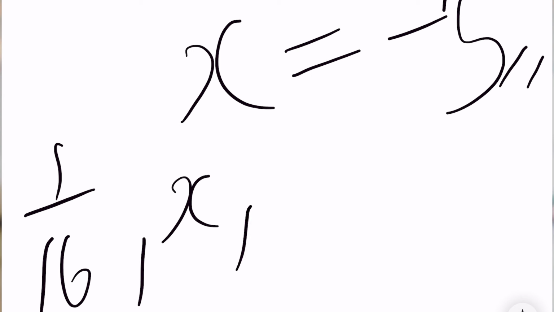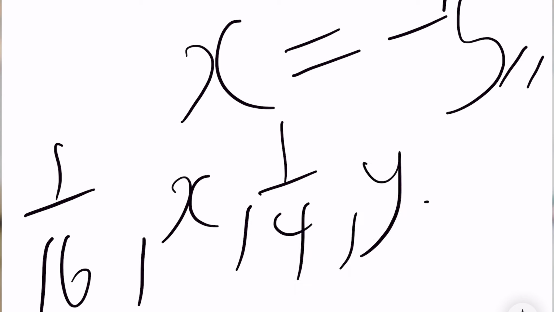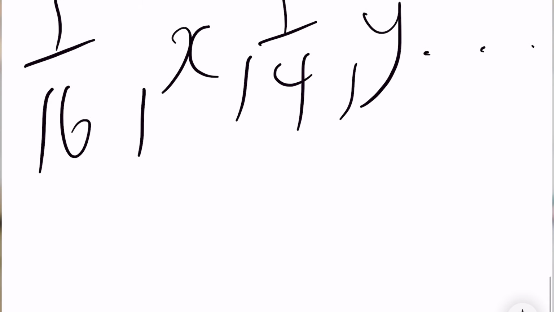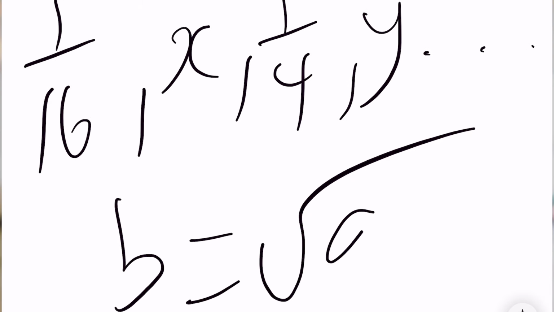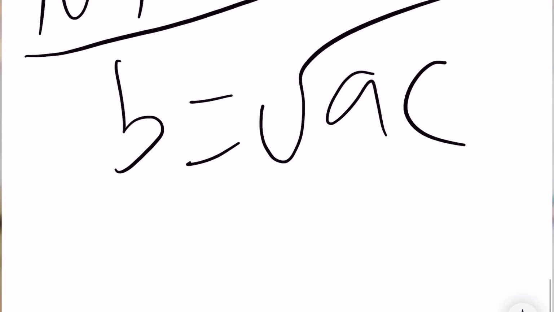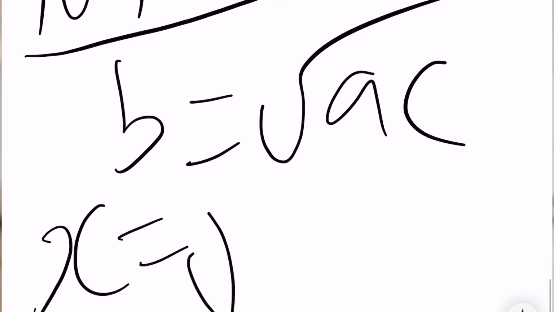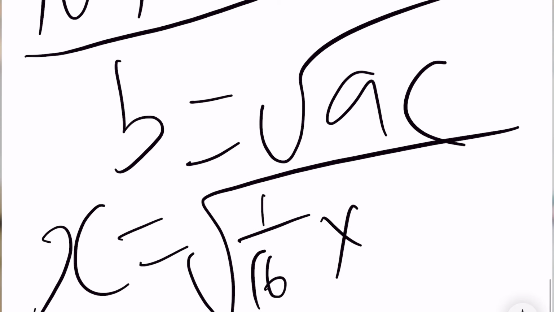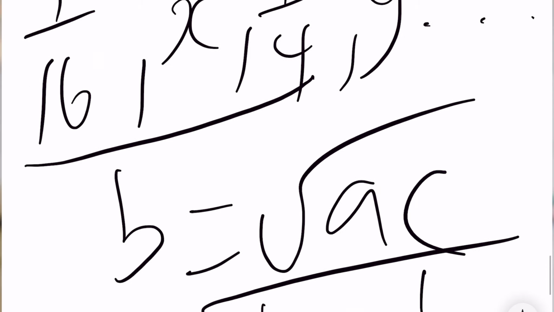Now the next example says if we have 1 over 16, x, 1 over 4, y are in a GP, we have to find the product of x and y. Now we know that our formula is b equals root ac. We have 4 numbers, we don't have 3 numbers here, so we can just pick the first 3, where we have x to be root of 1 over 16 times 1 over 4.